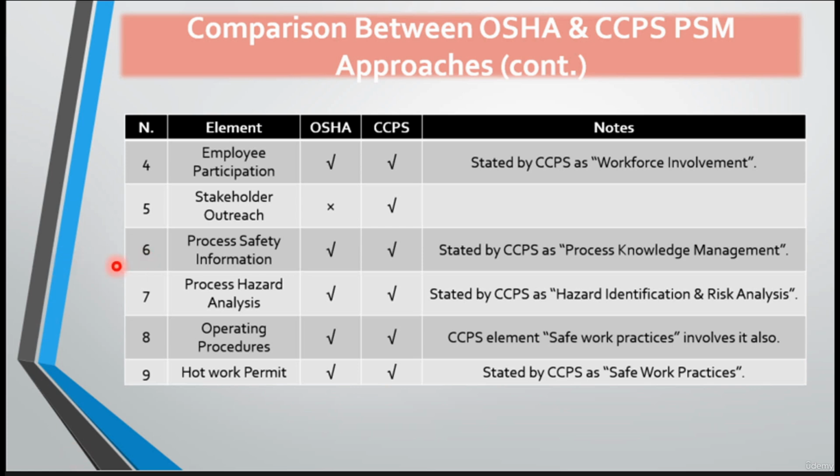Okay, so moving on to process safety information. Of course, it's adopted by both approaches, but CCPS states it as the process knowledge management. The 7th element will be the process hazard analysis. It's adopted by USHA and CCPS, but CCPS states it as the hazard identification and risk analysis. Moving on, the operating procedures. Of course, it's adopted by both approaches, but CCPS involves the safe work practices, okay, within the operating procedures. The 9th element will be the hot work permit. Of course, it's adopted by both approaches, but it's included within the safe work practices element that CCPS has.